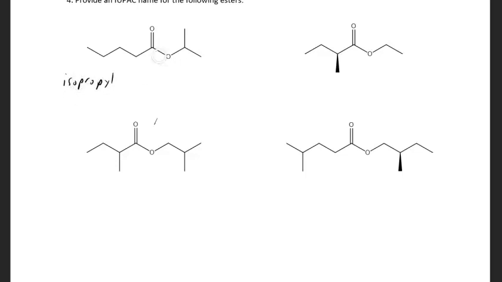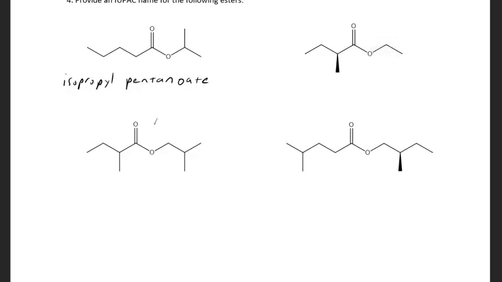Essentially, what is attached to our oxygen of our ester is going to be the first word, and then we will alphabetize substituents attached to the parent chain. So after our isopropyl group, we have 1, 2, 3, 4, 5 carbons. So this is isopropyl, and then space, pentane, and then instead of an E, we add oate. So isopropyl pentanoate.